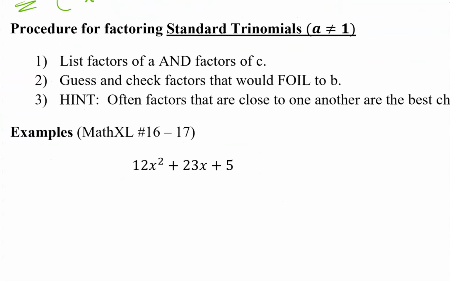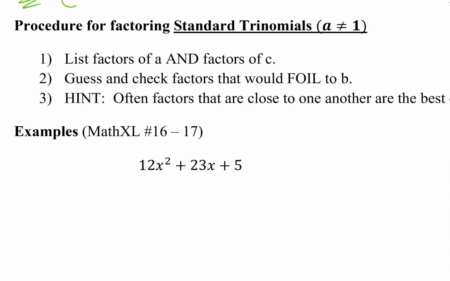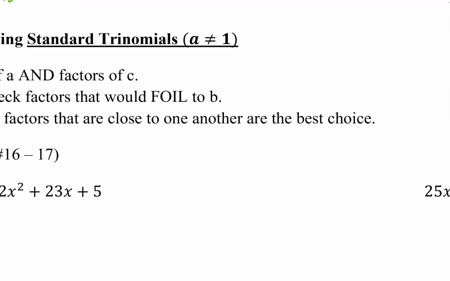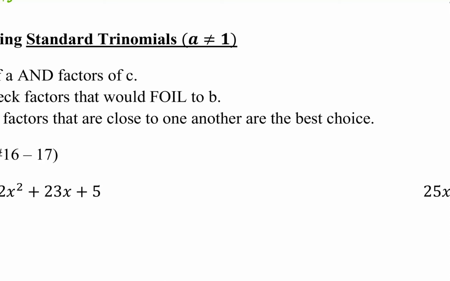Now moving on from here, there are also problems where we have a standard trinomial where a is not equal to 1. I should note that sometimes we will see trinomials that have an a value not equal to 1, but they might have a GCF, or a common factor, amongst the three terms. So I'm going to make a note here that this is a procedure for standard trinomials where a is not equal to 1 after we check for GCFs.